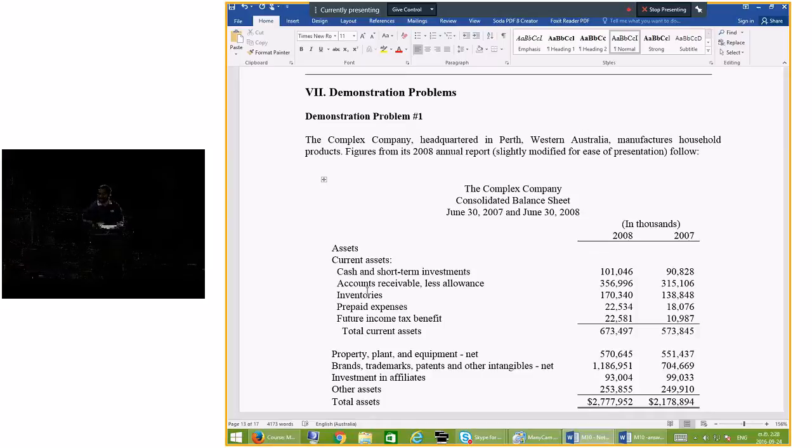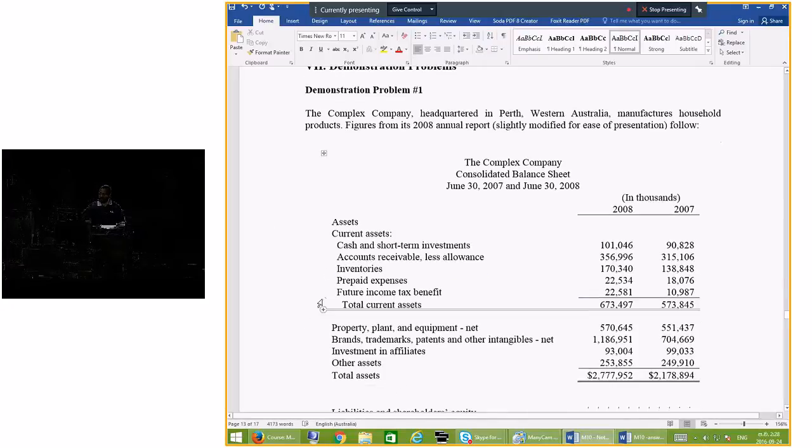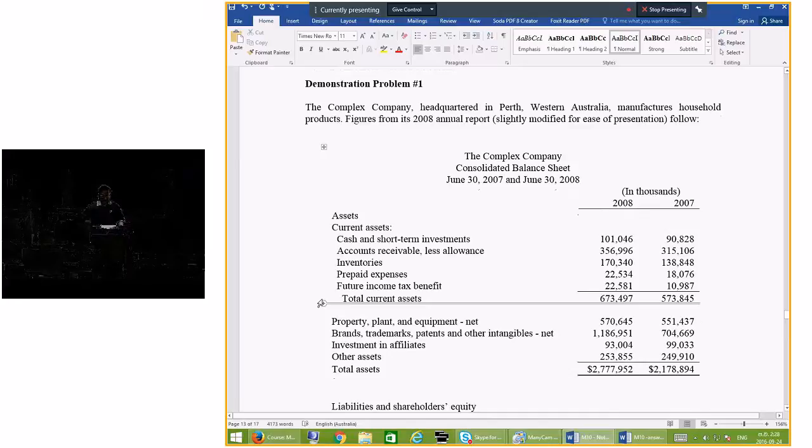Okay, thank you very much, and we'll come back to this demonstration problem after a few minutes and discuss the financial analysis further.